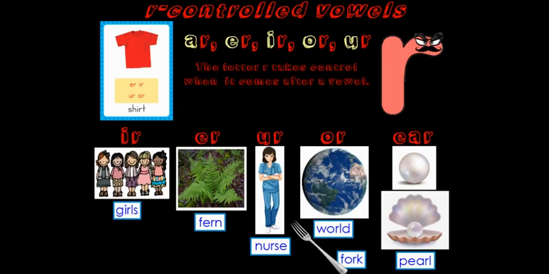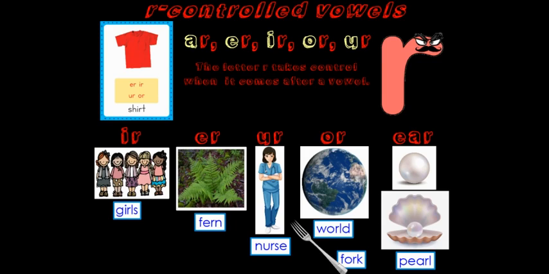Hi, third grade. We are here with a new spelling and phonics lesson. Today, we are going to learn about R-controlled vowels. Some people call this bossy R because the letter is just so controlling to vowels.